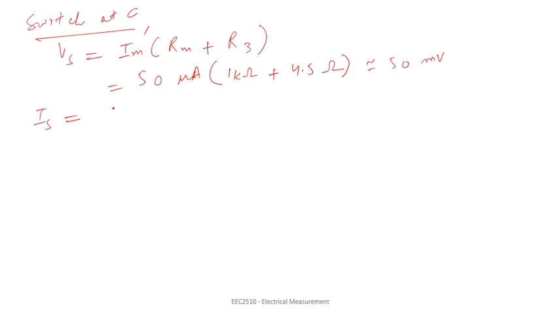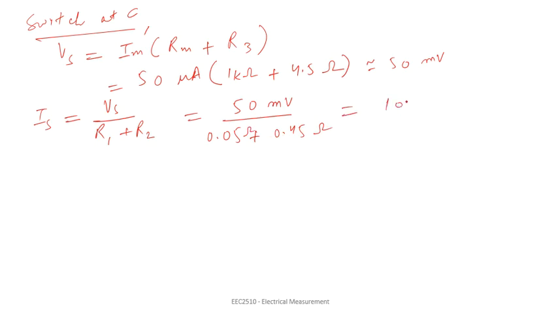So Is will be equal to Vs over R1 plus R2, that is 50 millivolt over 0.05 plus 0.45 ohm. Okay, this is in ohms, so it will be 100 milliampere.